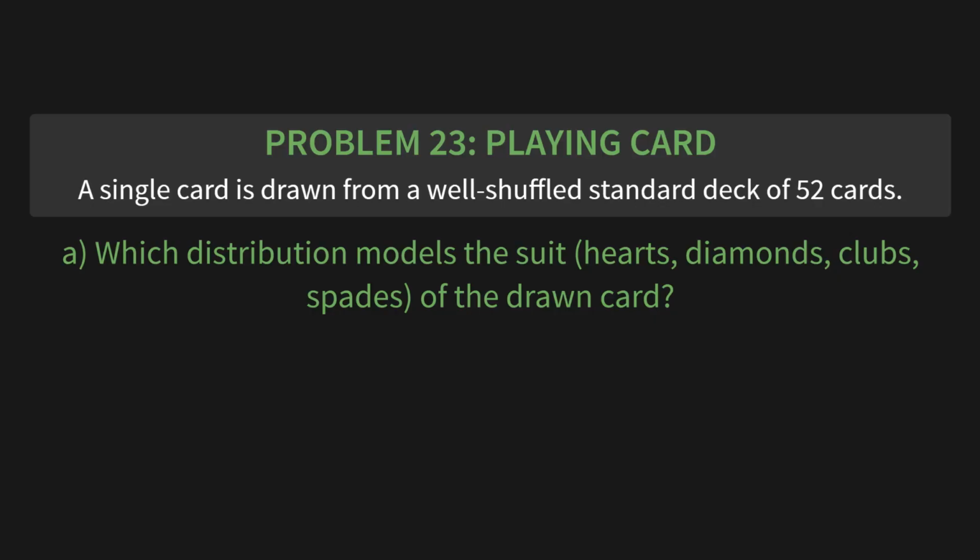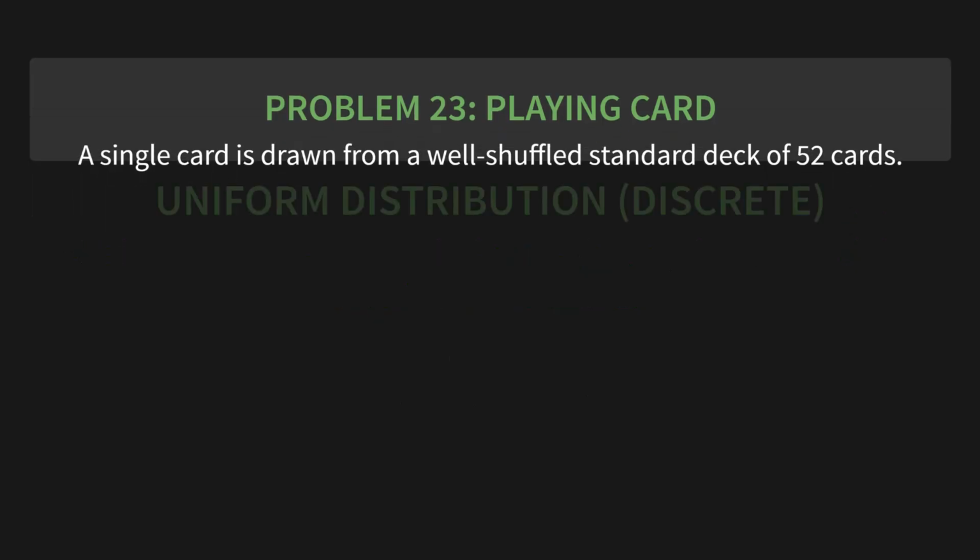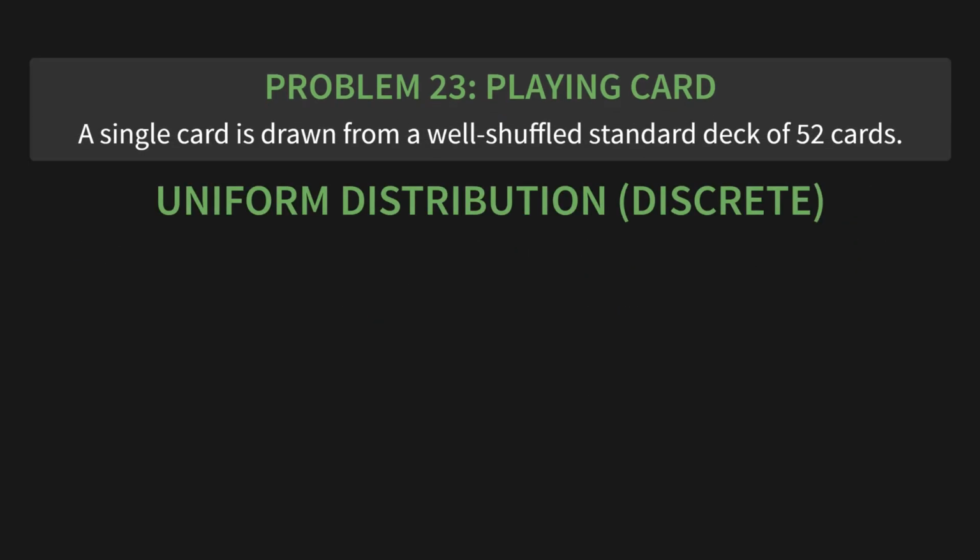Problem 23. Playing card. A single card is drawn from a well-shuffled standard deck of 52 cards. Part A. Which distribution models the suit, hearts, diamonds, clubs, spades, of the drawn card? Here's a hint. Is any suit more likely than another? Of course not. That's why it's a uniform distribution, the discrete version.